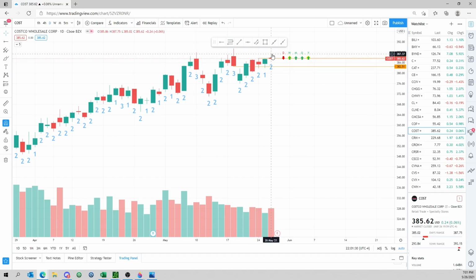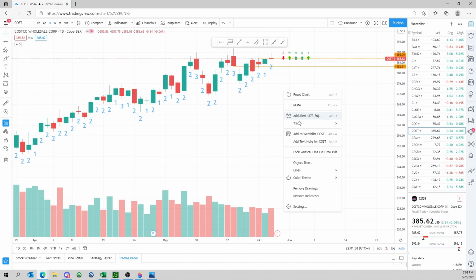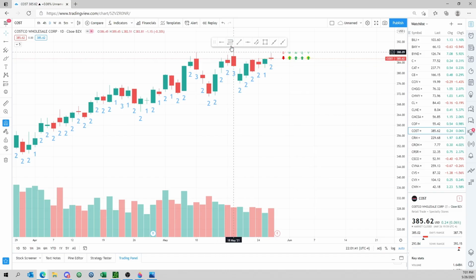Here's Costco, had a 2 up but red. We're in full time frame continuity. We see these pivots. We can draw these in real quick.